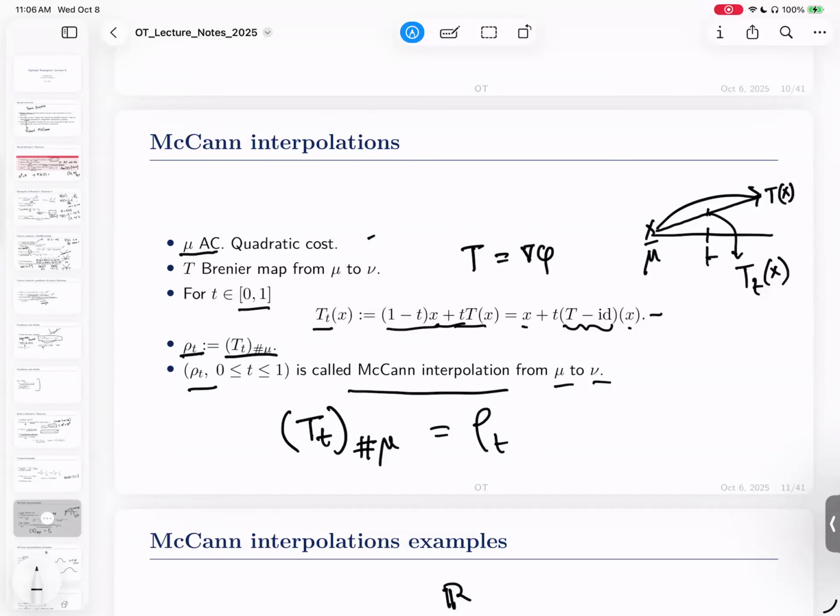There's an easier way to see this. How do I check that a transport map is optimal? If I have any map which is transporting mu to some other measure, how do I check that this is actually optimal for the quadratic cost? I'll use Brenier's theorem. Exactly. So you have to verify whether this is a gradient of a convex function or not. And so you have this formula for T_t. Is there a convex function that you can find for which this is the gradient?